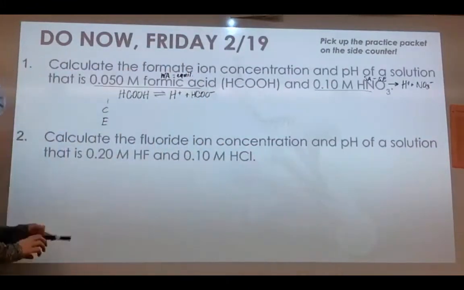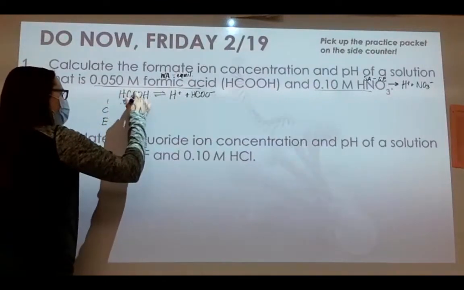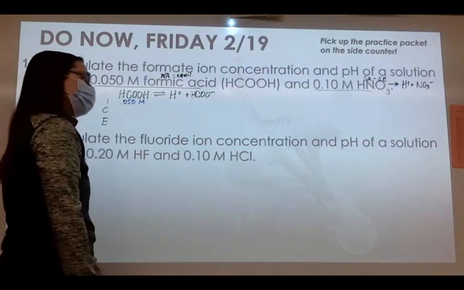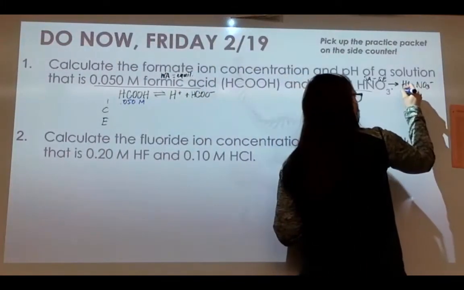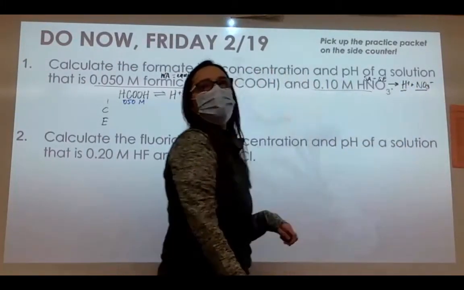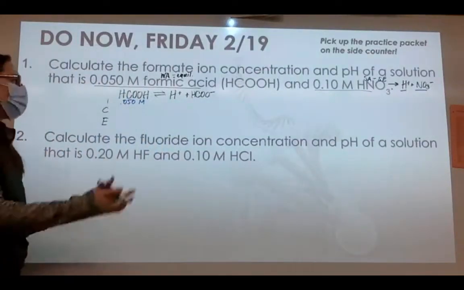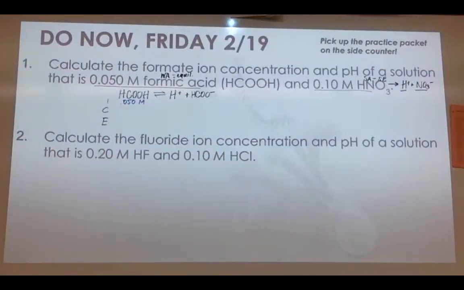Now we look at what we have in this container. We have 0.050 molar formic acid, but we also have 0.1 molar HNO3. Because it's a strong electrolyte, what we actually have are these ions in the beaker. So I don't see NO3 minus in here anywhere. NO3 minus is a spectator ion.